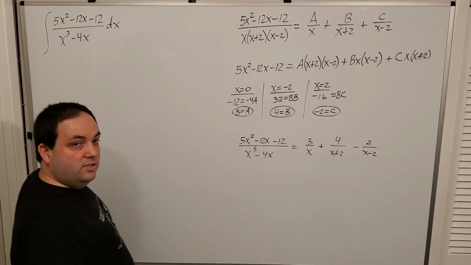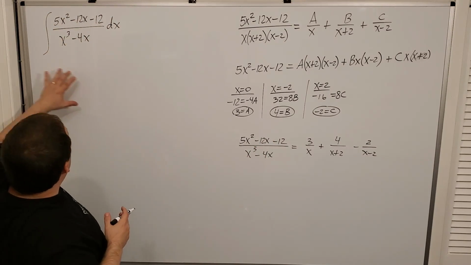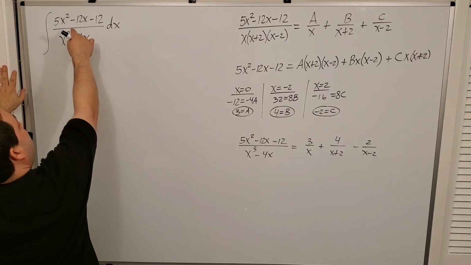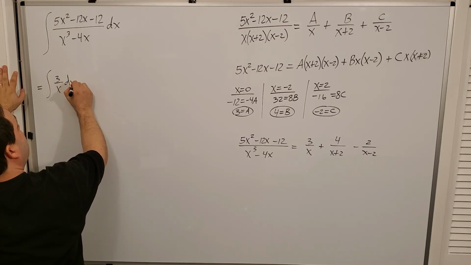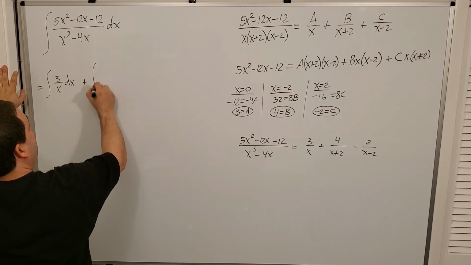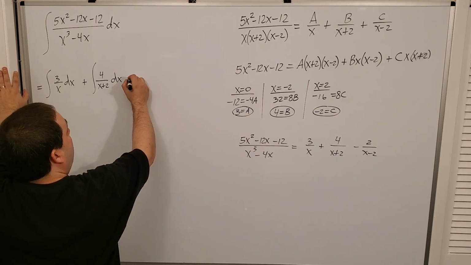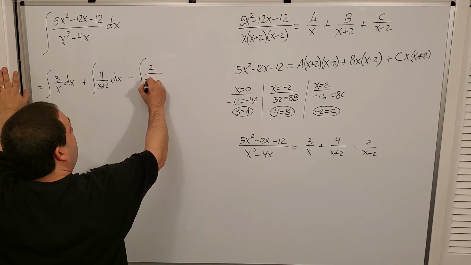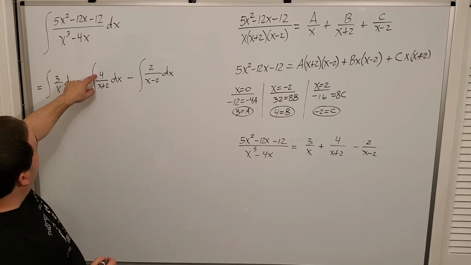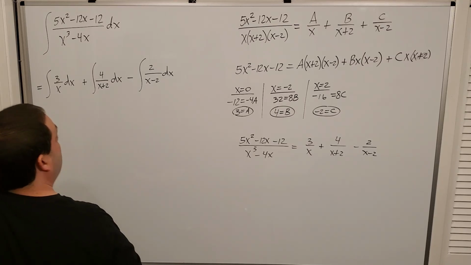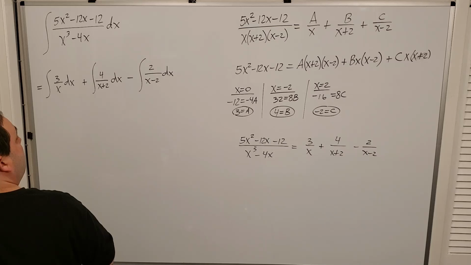Okay, so I've decomposed the fraction itself into those. Back to the integral. For this integral right here, I can then say that this is equal to the integral of 3 over x dx plus the integral of 4 over x plus 2 dx minus the integral of 2 over x minus 2 dx. But of course, all of the numbers, the 3, the 4, and the 2 are just multiplied constants. And each one of these is just a simple ln integral.